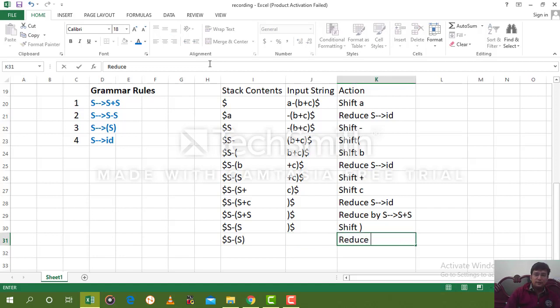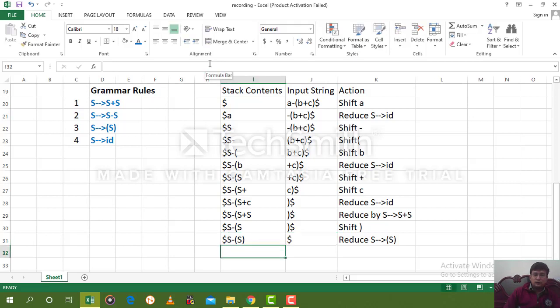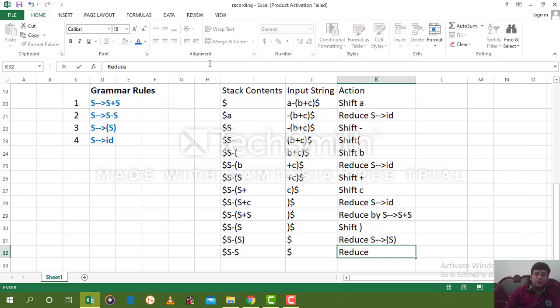So now we have to use the grammar rule, S produces S, and the stack now contains S. Now S minus S is the right hand side of production rule 2, so we can use production rule 2 to reduce the S minus S appearing on this stack to S.